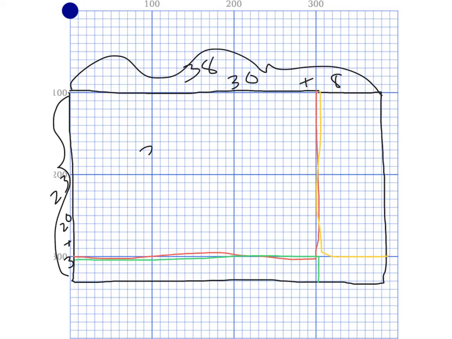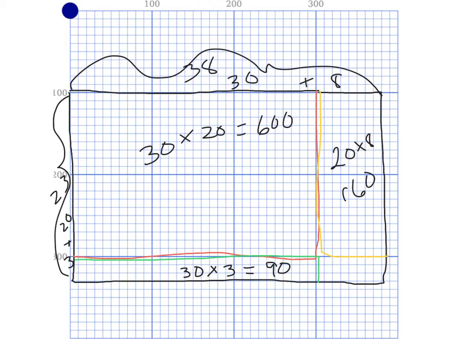So, if I had 30 times the 20, I can figure out that that right here is 600 little squares. I can use that same strategy with 30 across times the 3 high to get me 90 squares here. Over here, I have 20 high times 8 across to get 160 squares. Finally, I have the small area here, 3 high times 8 across, which equals 24.